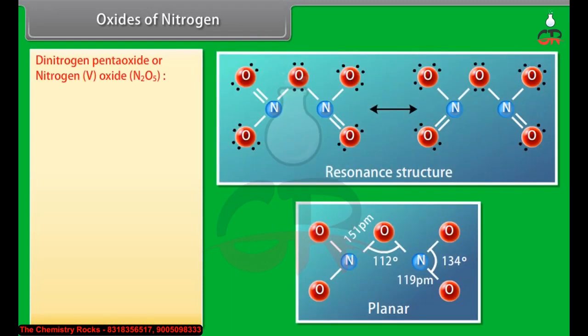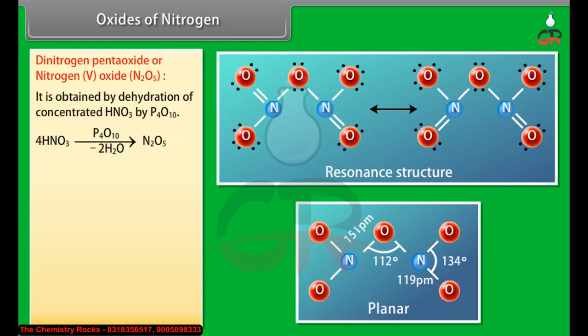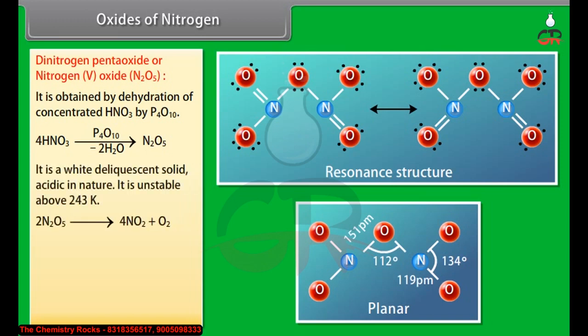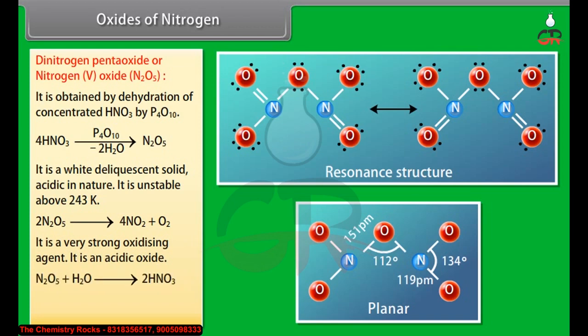Dinitrogen pentoxide or nitrogen(V) oxide. It is obtained by dehydration of concentrated HNO3 by P4O10. It is a white deliquescent solid, acidic in nature. It is unstable above 243 Kelvin. It is a very strong oxidizing agent. Many organic substances burst into flames on coming in contact with it. It is an acidic oxide. It is the anhydride of nitric acid and forms salts called nitrates.